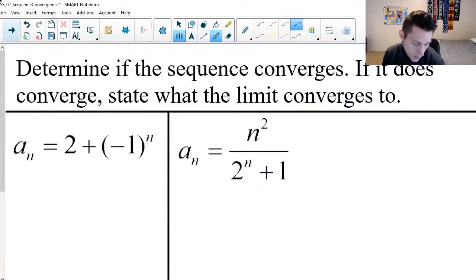Okay, determine if the sequence converges. Same thing. If it does, state what the limit would be. So you might recognize these are all of our same sequences we dealt with yesterday when we were just writing out the terms. But now we're actually figuring out if they converge or not. So 2 plus (-1)^n. So let's just think about this one for a second.